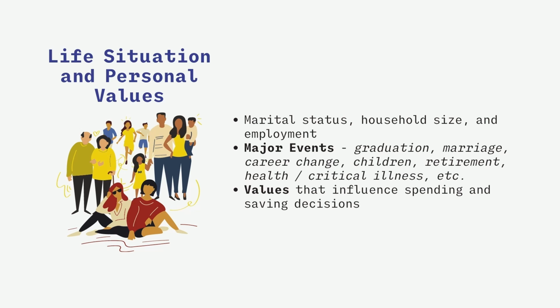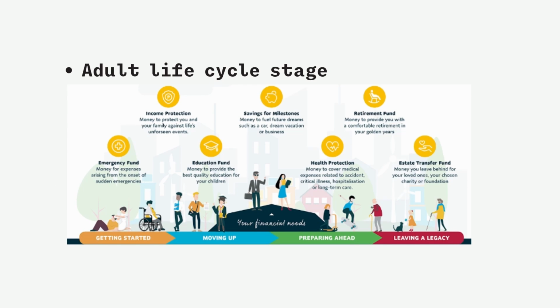We'll take a look at the life situation and personal values of each person, and from there determine marital status, household size, and employment, major events in their lives such as graduation, marriage, career change, having children, retirement, health and critical illness, to name a few. Values that influence spending and savings decisions and the particular adult life cycle stage they're in.